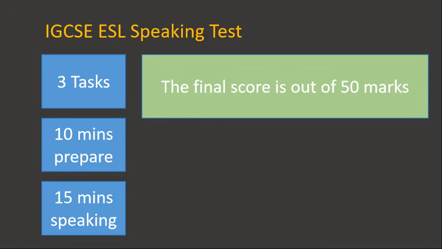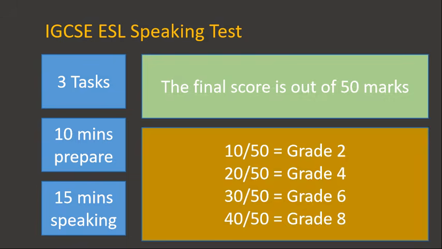The final score for the speaking test is out of 50 marks, and here's a rough idea of the number of marks you need to get for your specific grades. So for example, if you're looking for a grade 6, you'll need to get 30 to 34 marks out of 50.